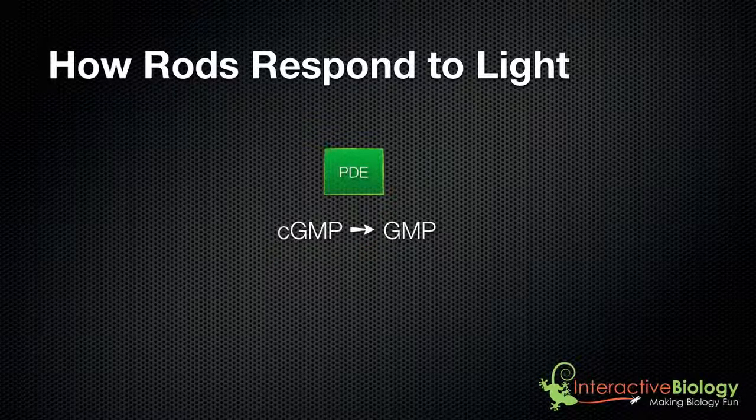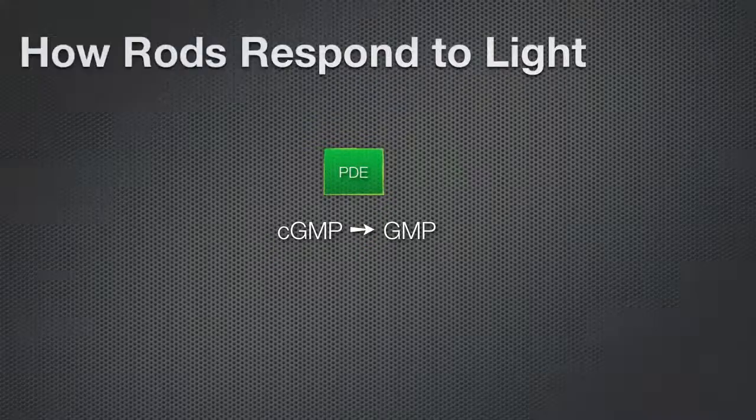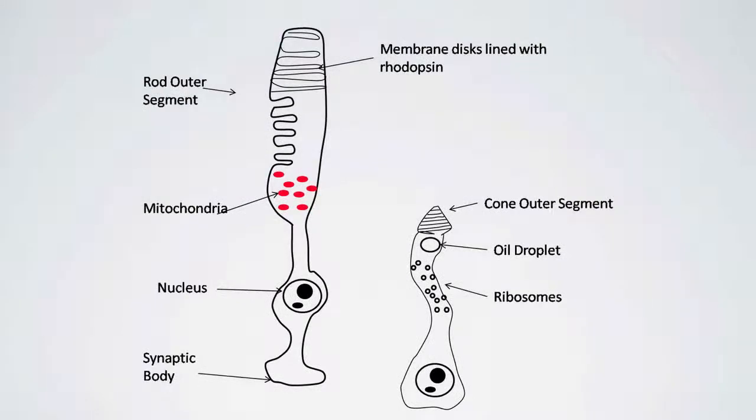Now let's put this in perspective. We said that we're inside the rods, and here I have a picture of a rod, and you can see this is a rod. Here we have a cone, but we're going to pay attention to the rod since that's what we're using as our model. Now, normally with the rod, we have cyclic GMP available. So if there's no light, there's no stimulation, there's cyclic GMP.